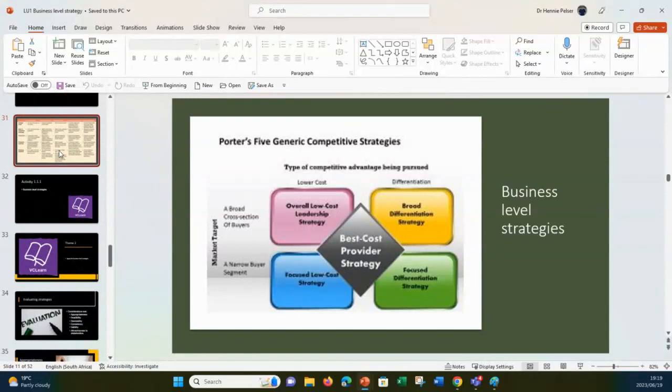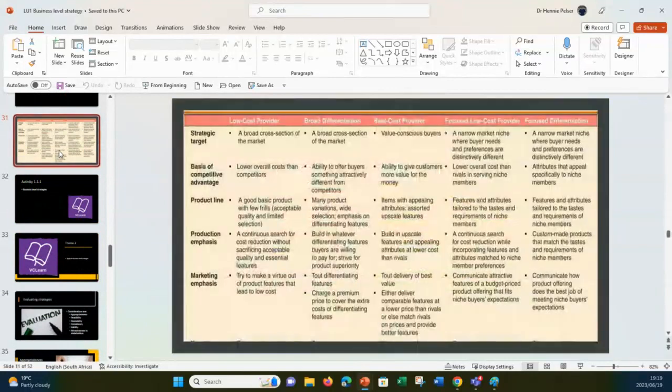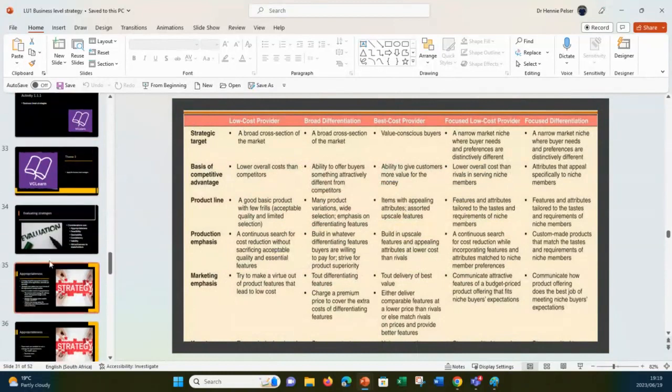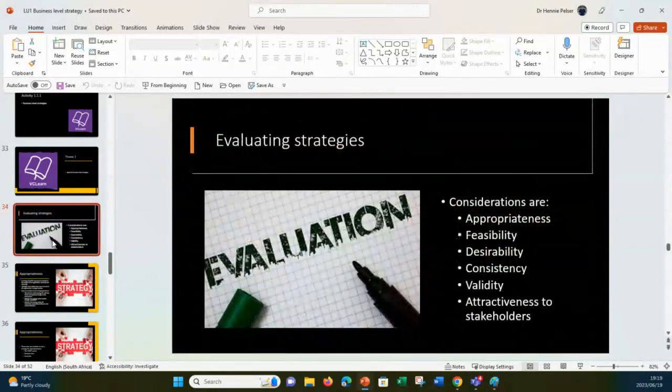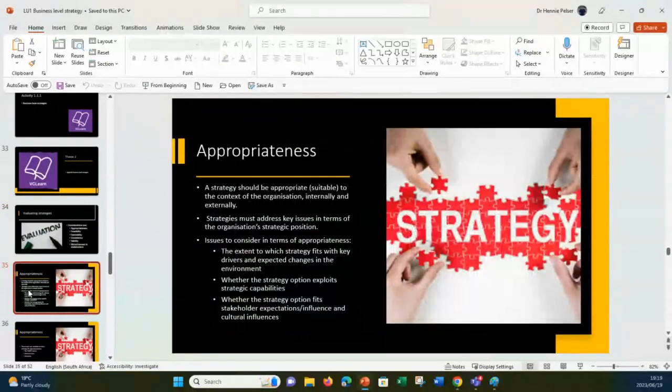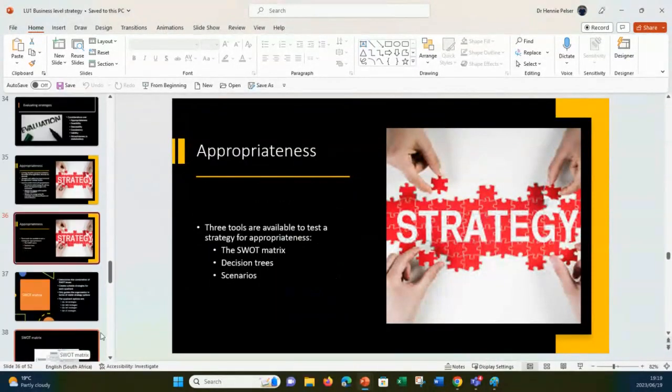My slides are fantastic. This is a nice default slide to go to in terms of comparisons. They will ask you to look at evaluating strategies. Please remember these different considerations. Appropriateness, and here obviously we look at whether it fits the organization from a strengths, weaknesses, externally, and opportunities, threats perspective.